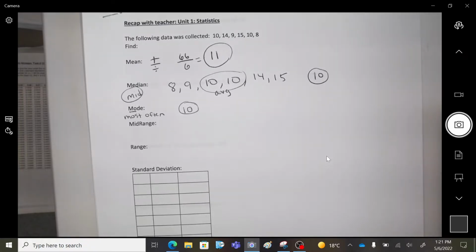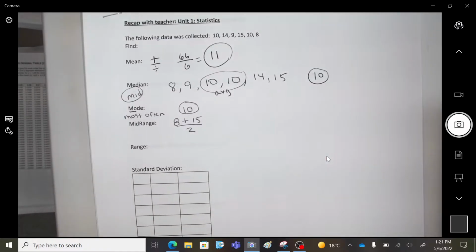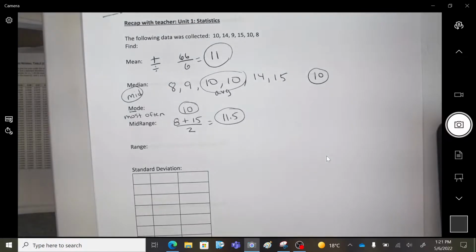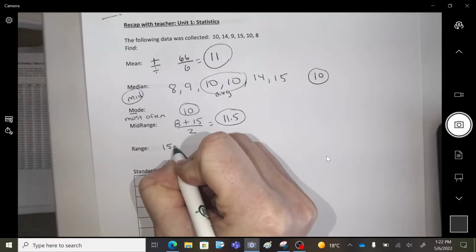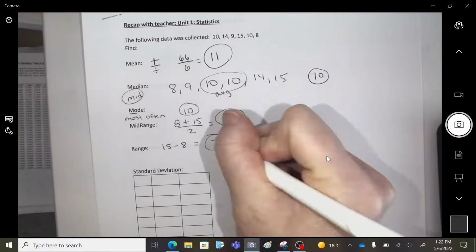Alright, the mid-range is the average of the top and bottom. So 8 plus 15, what's the average? So 8 plus 15, 23, and then average. So the mid-range is 11.5. And the range says how spread out our data is. So 15 subtract 8 means our data spans across 7.